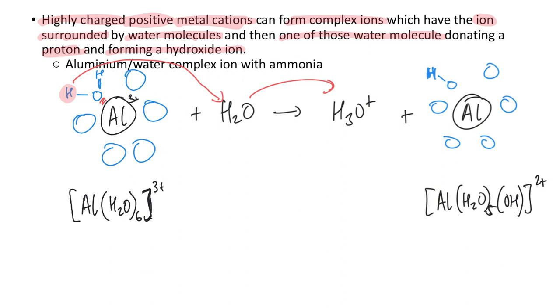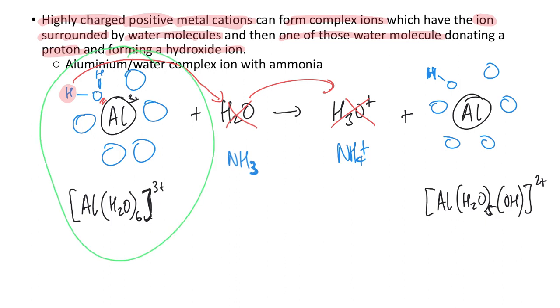Okay, so I was supposed to show that with ammonia, so I could, if I just cross this one out and instead form it with ammonia, it will form NH4+. But that's the idea. So the idea is that these things form complex ions. This thing is a complex ion, and this is also technically a complex ion as well. And that's how they can act as an acid.